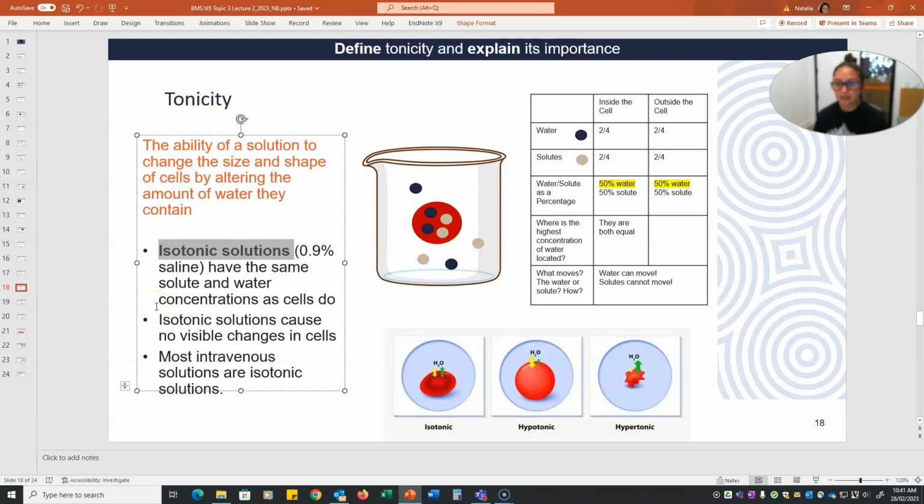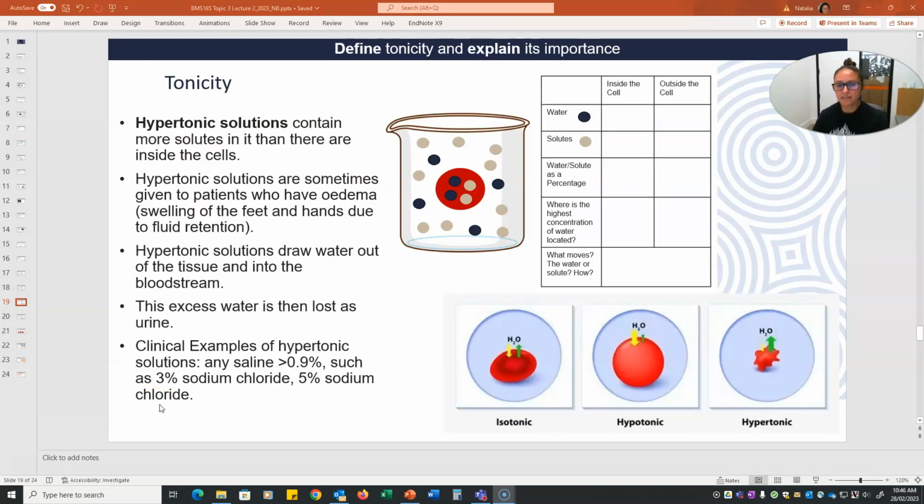And the reason why we need to learn this is because intravenous solutions are isotonic solutions. So you're going to be giving these solutions to people, so you need to understand how they work. Let's do another example, another type of solution.